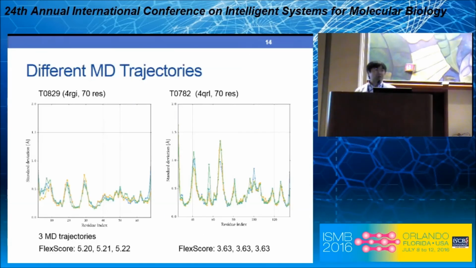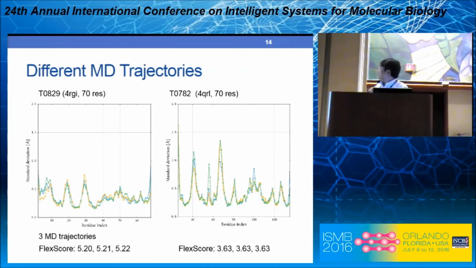Now, you might wonder what will happen, because this is MD-based. Well, if I use different MD trajectories, obviously the score changes a little bit. So here, in these two examples, I ran MD simulations from the crystal structure 3 times and looked at how the MD simulations differ. There were some differences. It's true that FlexScore will be affected by those small changes, but not too much.